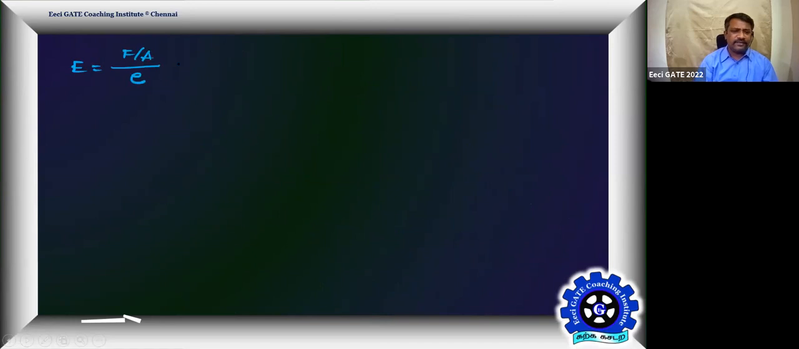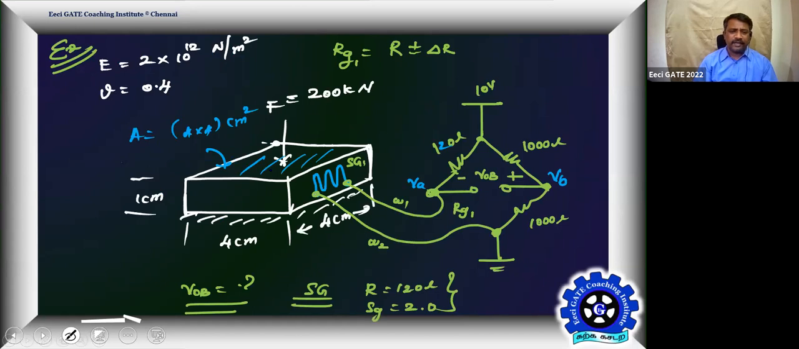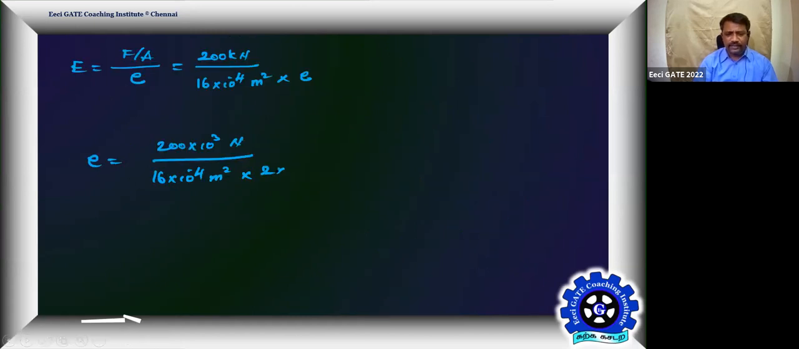Then force is given as 200 kilo newtons divided by area, 4 cross 4, 16 into 10 power minus 4 meter square, into E. That's your Young's modulus. So strain is equal to 200 into 10 power 3 newtons divided by 16 into 10 power minus 4 meter square into your Young's modulus E. Capital E, small e strain, capital E. Young's modulus of elasticity is 2 into 10 power 12 Newton per meter square.